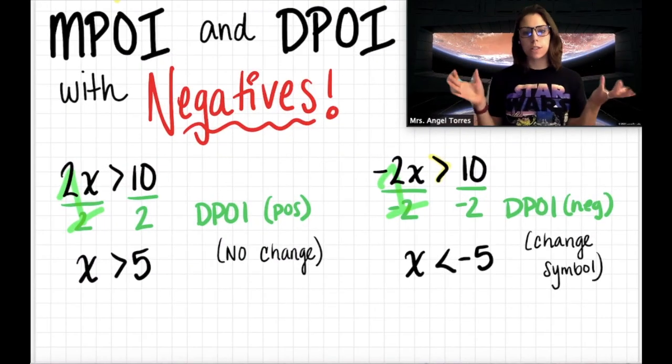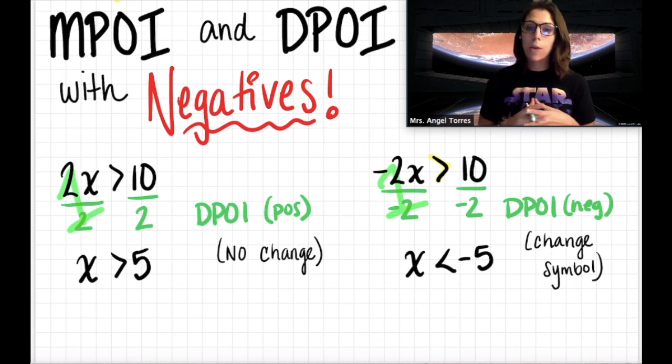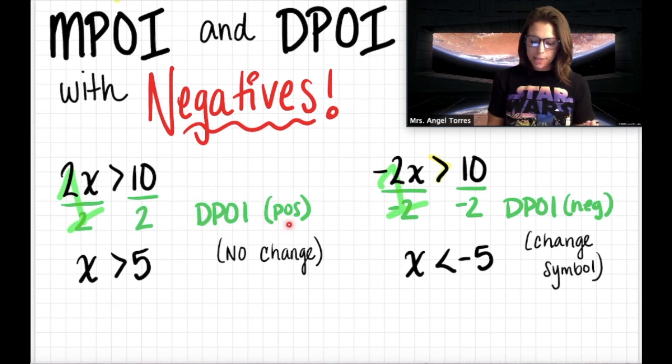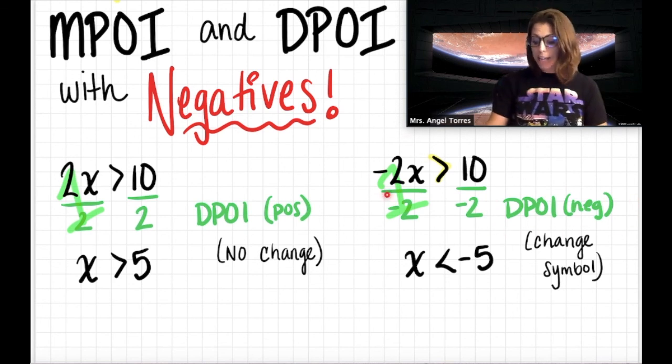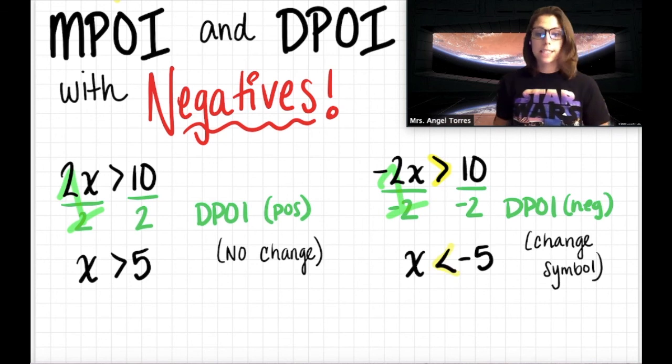So what did we just learn? We learned that our MPOI and our DPOI are not as simple as they seem. If we're dividing both sides of an inequality by a positive value, there is no change. However, when you're dividing by a negative, it does change. The left side has changed from negative to positive, the right from a positive to a negative. So to account for those changes, we have to change the sign. We have to change the symbol, in this case from greater than to less than.